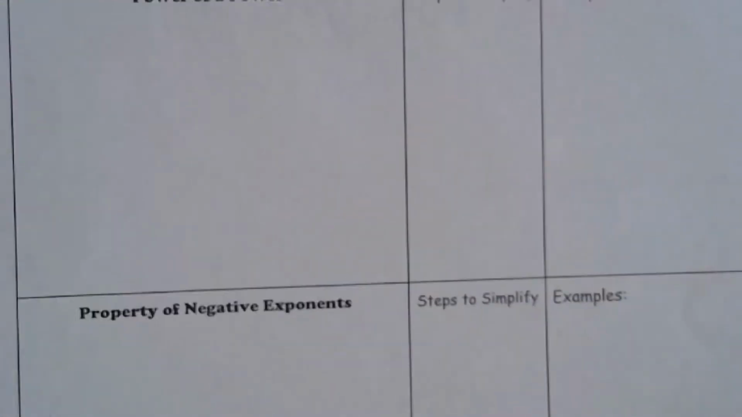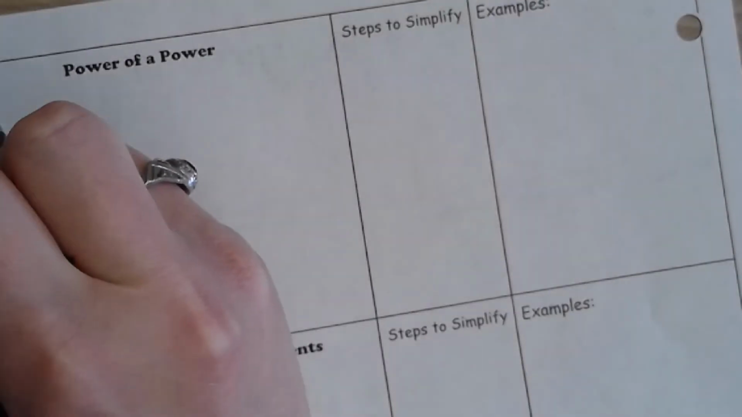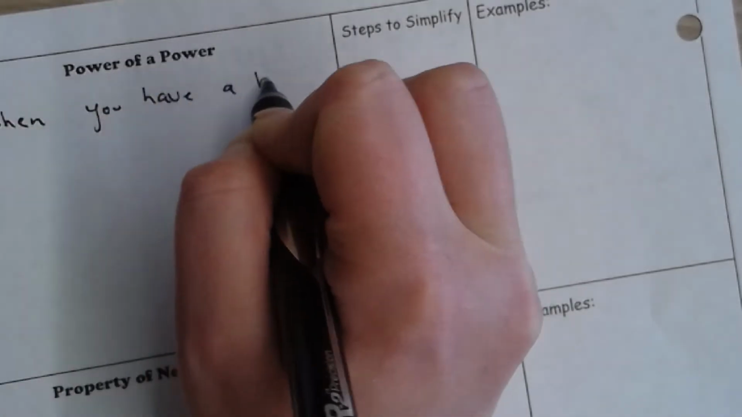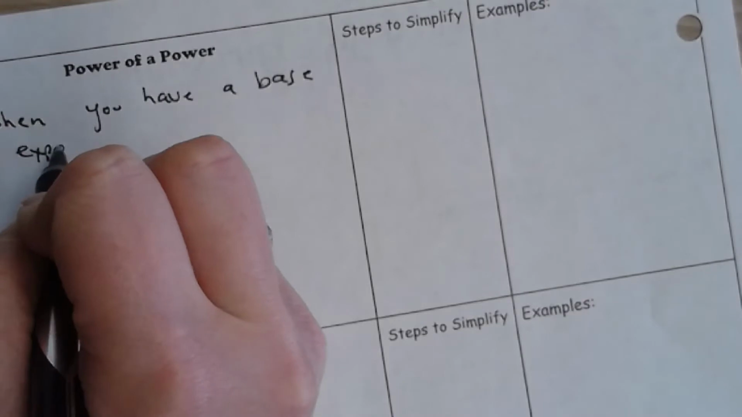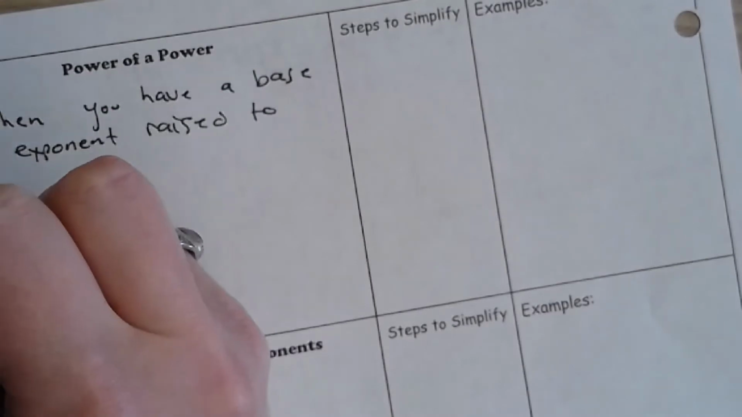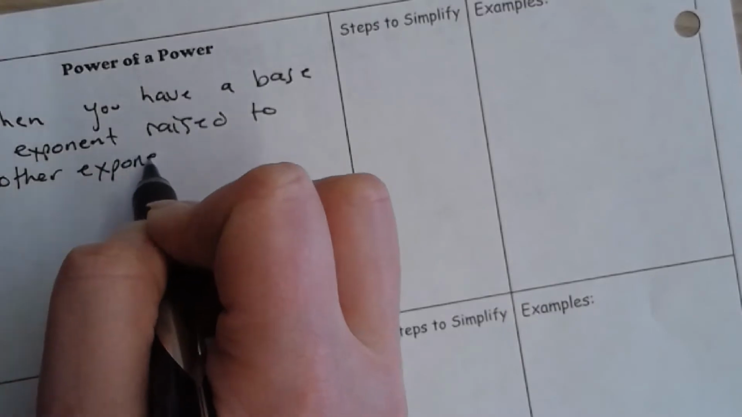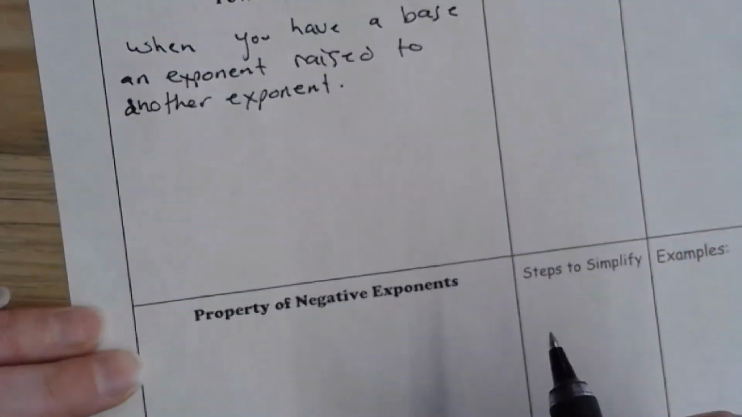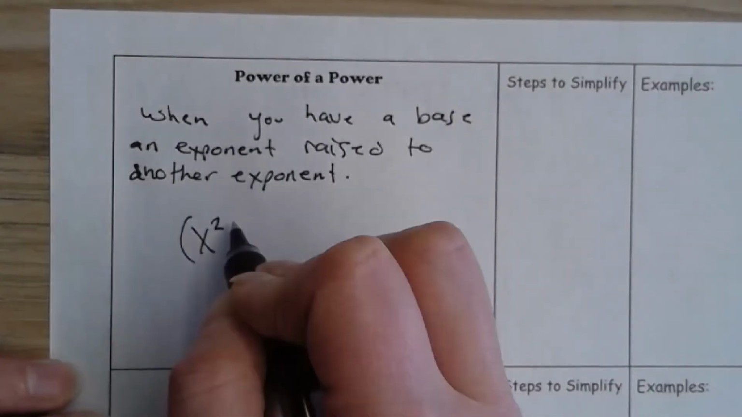So, power of a power property. When we look at power to a power, what it means is when you have a base, an exponent, raised to another exponent. Okay, sounds a little weird, but basically we're looking at as if we had x squared cubed.